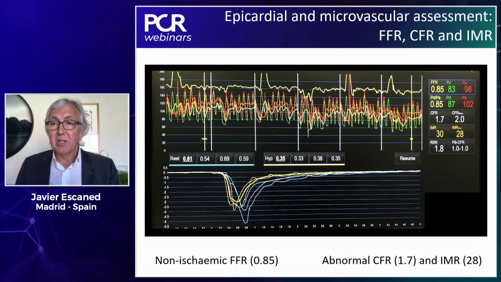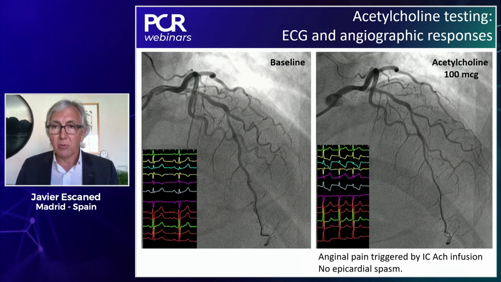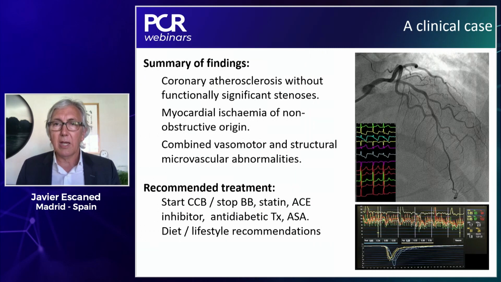The microcirculatory resistance is 28. So it is not only that the dynamicity of the microcirculation is impaired, it is that the conductance of the microcirculation, probably because there is thickening or narrowing of the arterioles, is reduced, or perhaps there is loss of capillaries. More interesting, or complementing to this, was the results of acetylcholine testing. There was no epicardial spasm with acetylcholine, but you can see that immediately acetylcholine testing triggered a spasm in the microcirculation. You can see the ischemic changes, and the patient developed exactly the same chest pain that he had reported before.